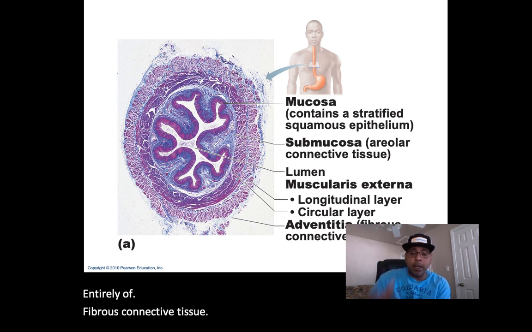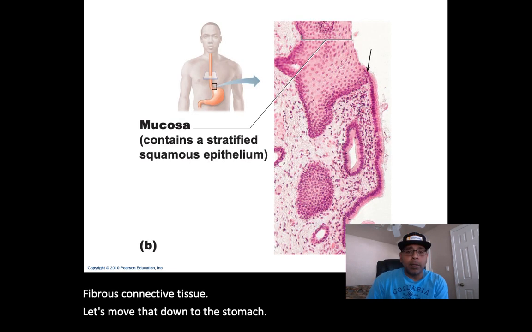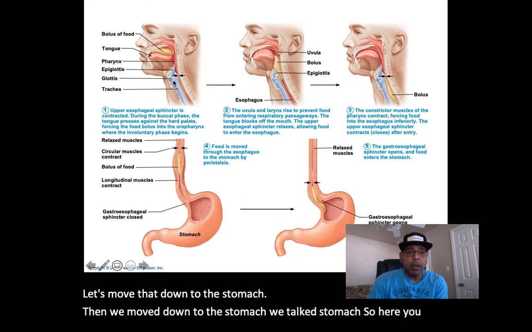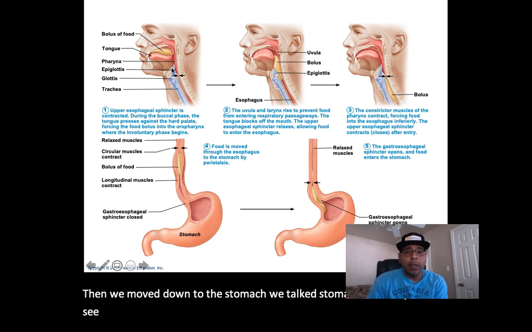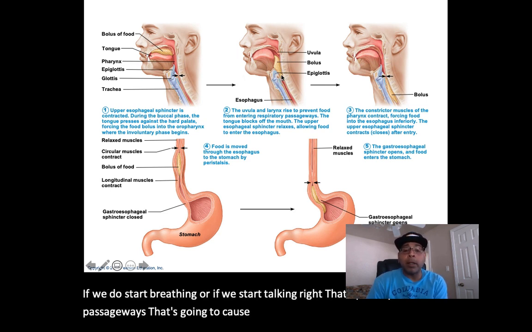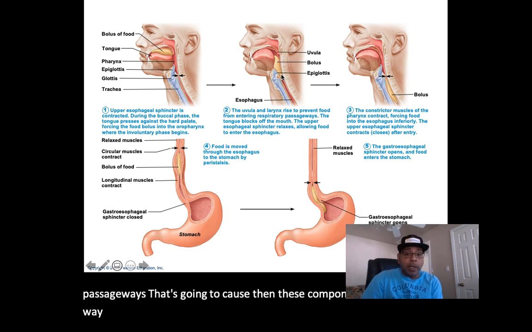Let's move then down to the stomach. When we talk stomach, here you can see the food bolus is going to make its way from that oral cavity into the pharynx. Now when it makes its way into the pharynx, that's one time we stop breathing. If we do start breathing or start talking, that opens up this passageway, and that's going to cause these components to make their way down the wrong tube. And that's literally what's happening there.